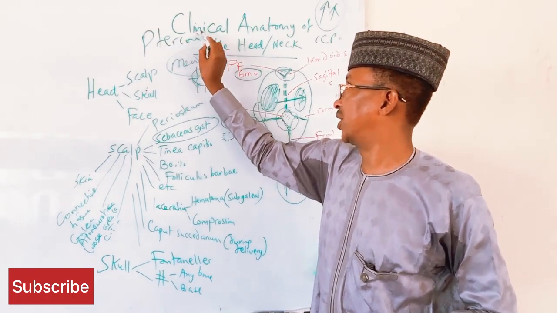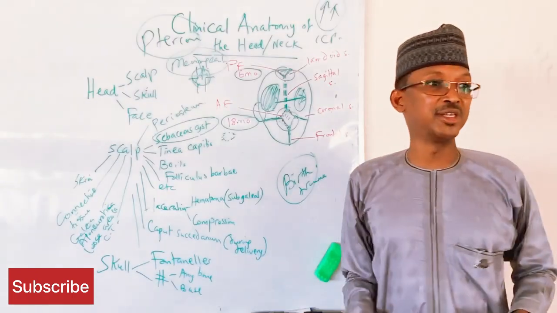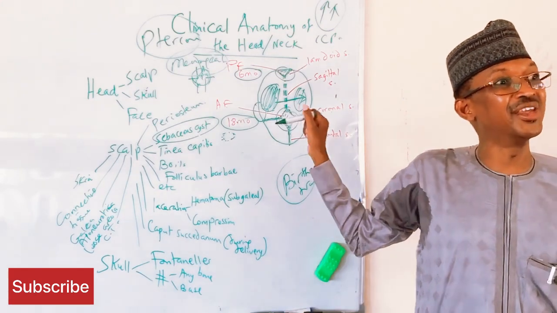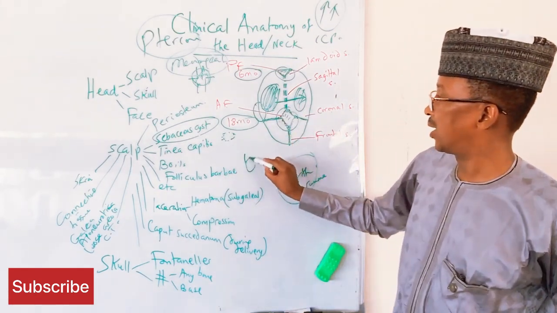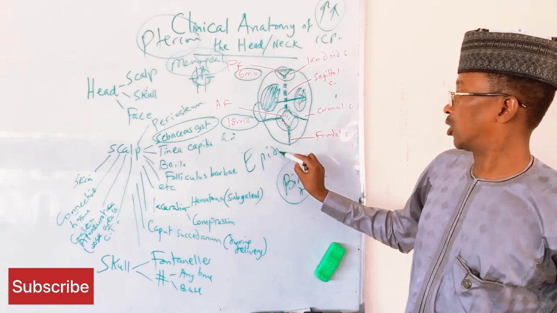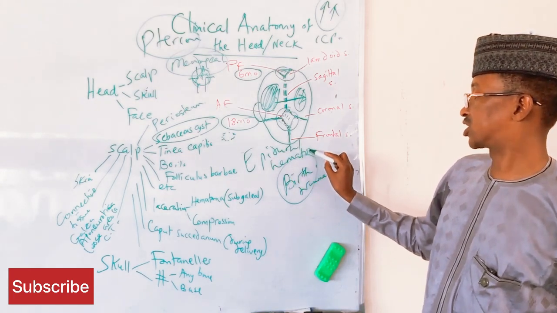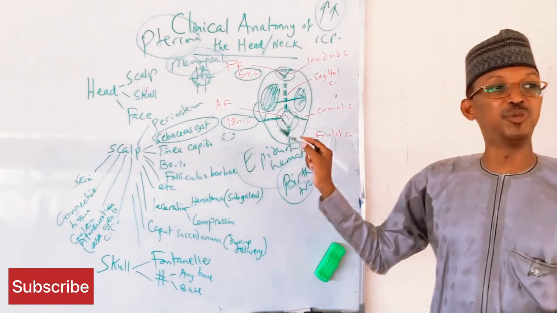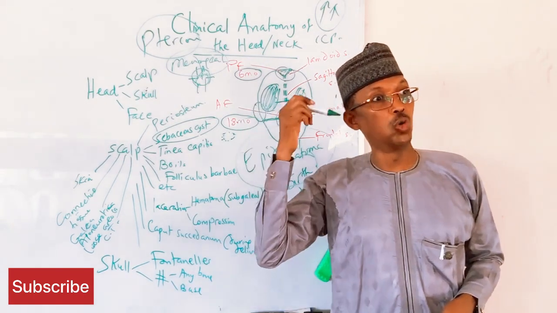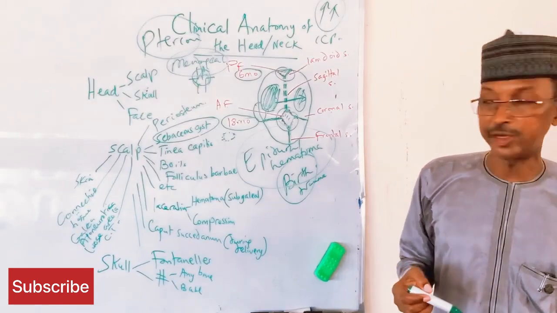So this pterion area, it may injure the middle meningeal artery, and there will be bleeding in there, what we call epidural hematoma. Call it what? Epidural hematoma, because this middle meningeal artery is being ruptured as a result of a blow to the pterion there.